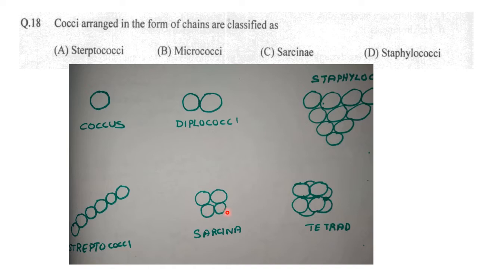I have made a mistake. Actually, I should have labeled this as sarcina and this as tetrad. I am sorry for it. This is tetrad actually. And sarcinae are packets of 8 or more cells. This is sarcinae and this is tetrad. You have to be careful while reading this. This is tetrad and this is sarcinae.